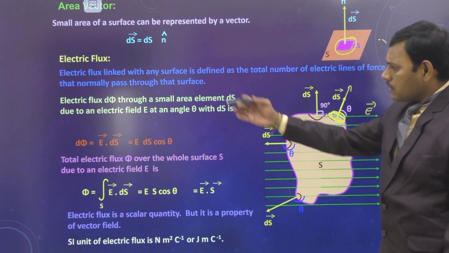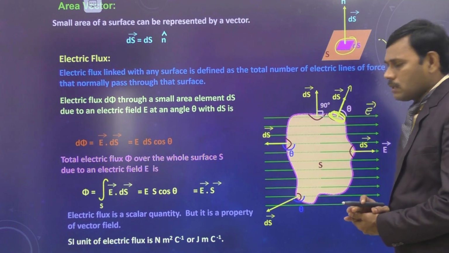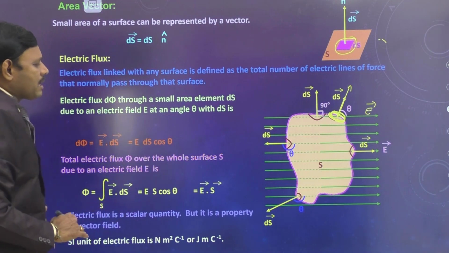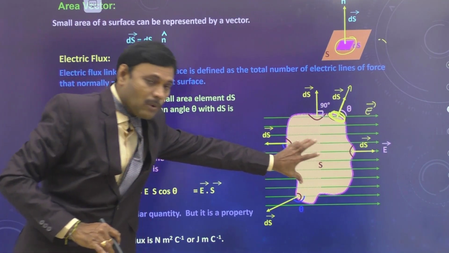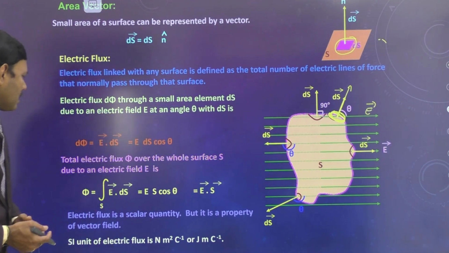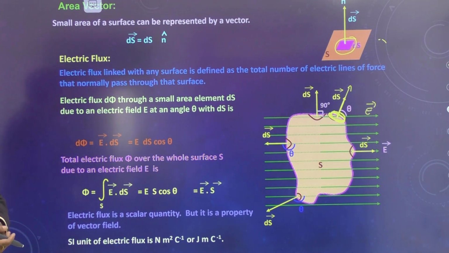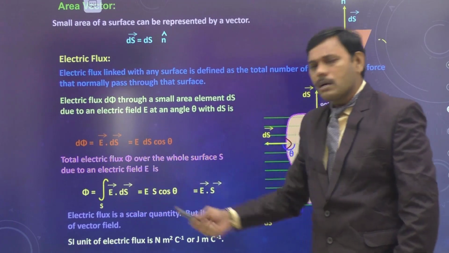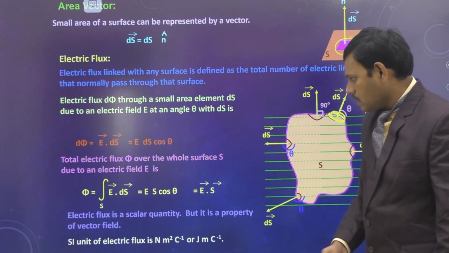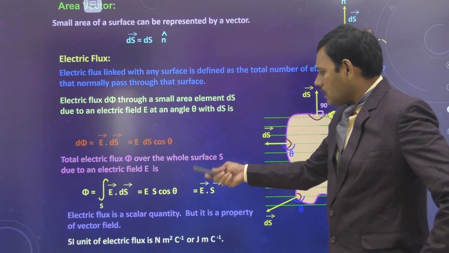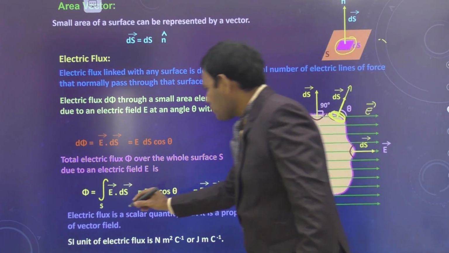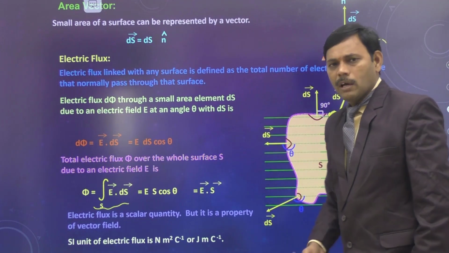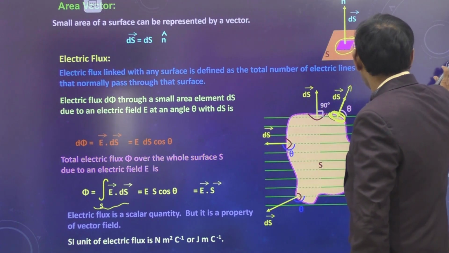If you expand the dot product, it is E ds cos theta. Then the total flux through the given arbitrary shape is the integration of this formula, that is phi is equal to integral E bar dot ds bar. Integral E bar dot ds bar is the total electric flux through it. In that way, this is the very important expression to find the flux. We apply this formula repeatedly in the applications of Gauss law.